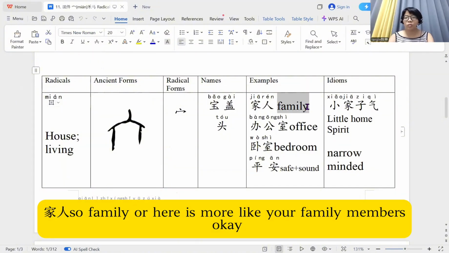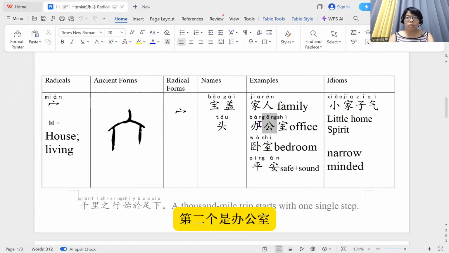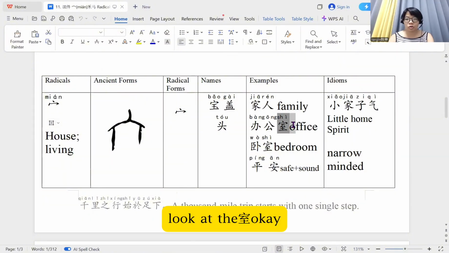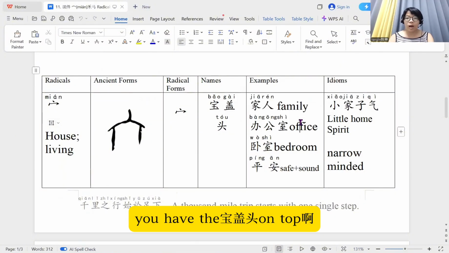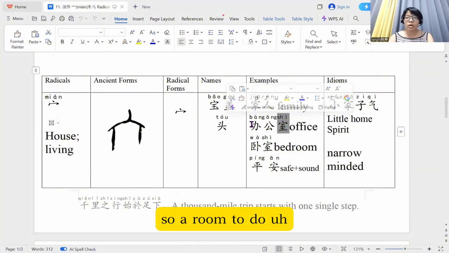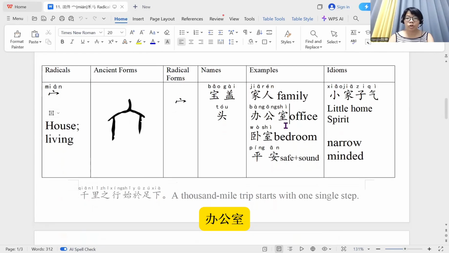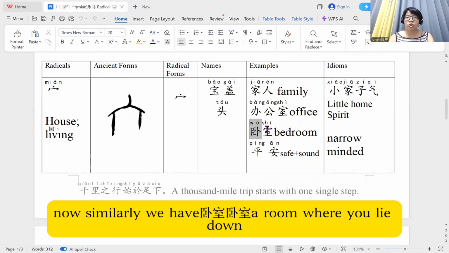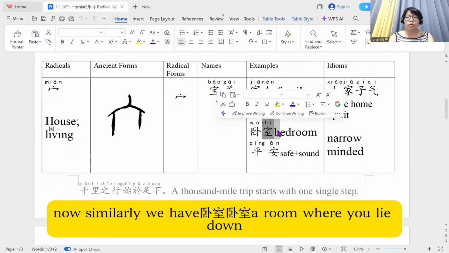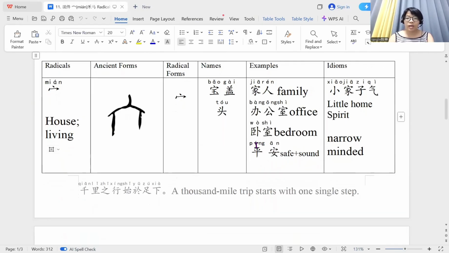So family, or here is more like your family members, okay, the people in your house. 家人。第二个是办公室，办公室 look at the 室, okay, you have the 宝盖头 on top, so 室 means what? It means a room, okay, so a room to do public or to do work, okay, so this is your office, 办公室. Now similarly we have 卧室, a room where you lie down. So that's a bedroom. And the last one is 平安.